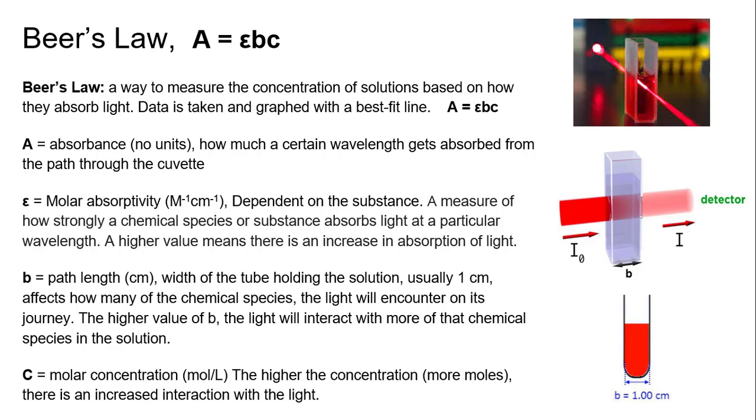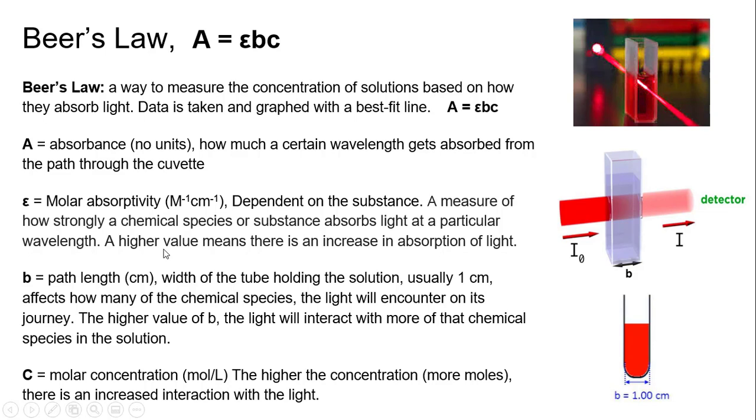Absorbance, no units, how much of a certain wavelength gets absorbed from the path through the cuvette. And this is the cuvette. It's what the sample is stored in. It's usually quartz, and you have to be really careful not to touch anything because your fingerprints can ruin the light path, the light going through. It could refract it. You want to be very careful not to touch this as much. And there are usually these sides that look frosted. Those are the sides you're allowed to touch, but never the clear sides. And when you place this in a spectrophotometer, you want to make sure that the clear sides face the beam.